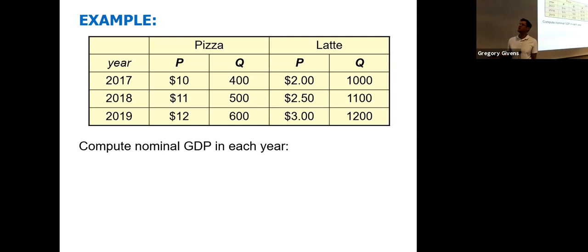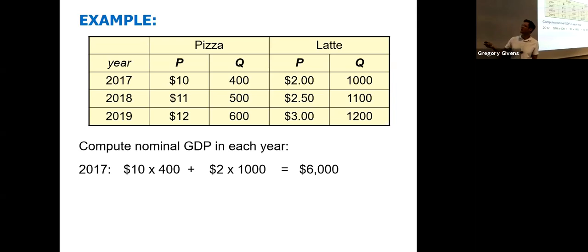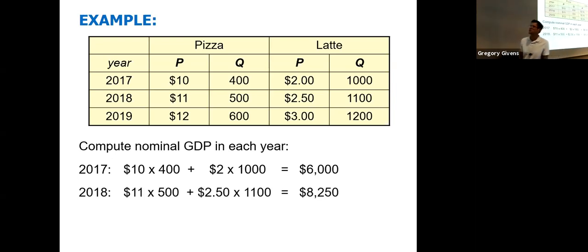So nominal GDP in this type of applied problem is really nothing more than adding up the total value of the economy's shopping list, right? To compute nominal GDP for 2017, we just take the price of a pizza, $10, multiply it times the number sold, 400, and add to that how much we spend on lattes, $2 per latte times 1,000, and so nominal GDP is just $6,000. Very straightforward. What is nominal GDP for 2018? $11 per pizza times 500 pizzas, plus $2.50 per latte times 1,100 lattes, and if I did the math right there, nominal GDP has gone up now to $8,250.